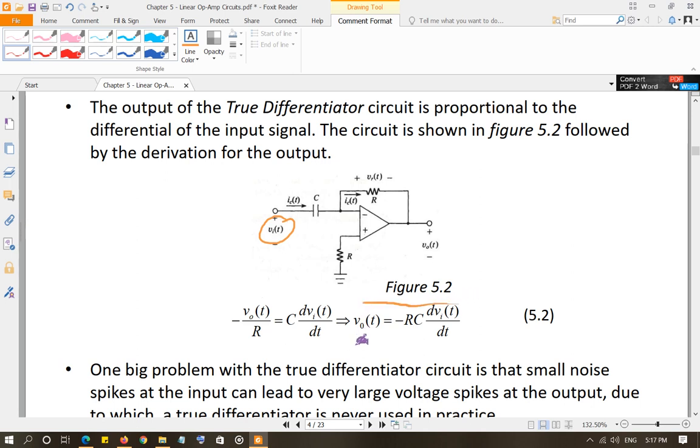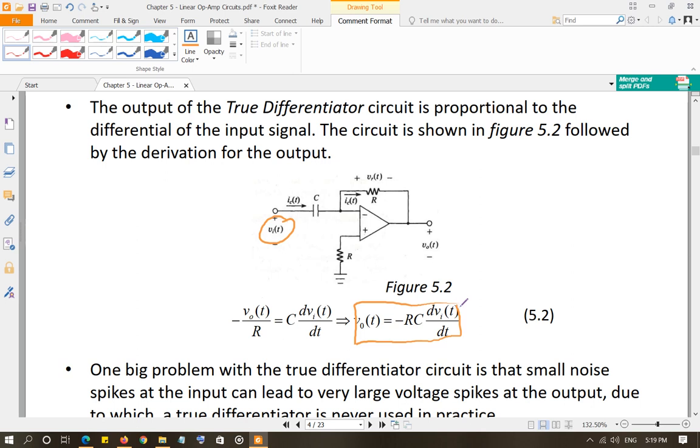In the integrator circuit, remember, you have to first integrate the equation to get V output. In this case, of course, you don't have to integrate the equation, and the output is equal to the gain of the amplifier, which is negative RC, times the derivative of the input.